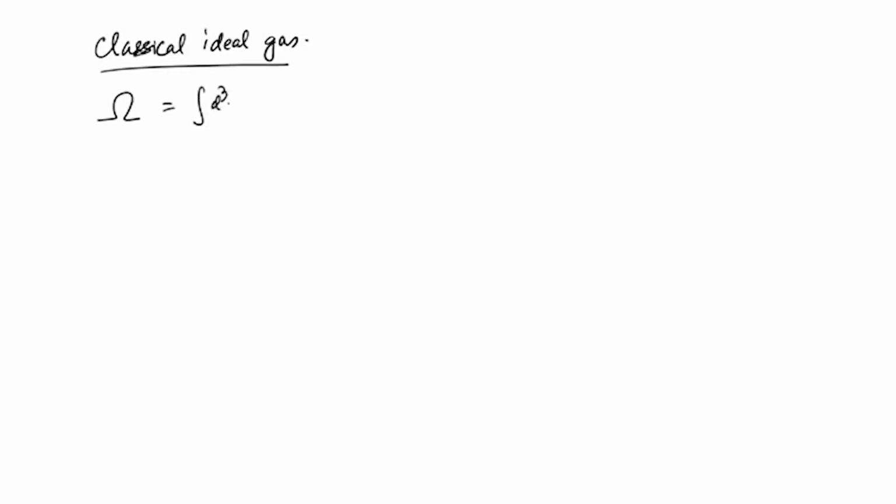So, this is like d cube r_i and d cube p_i, and this one is subject to that condition, which is what we have said. So, this is p_i square less than 2m(E plus dE), or you can call dE to be equal to delta. The understanding is that dE or delta is much smaller than E. So, the shell in which you are calculating the number of microstates is much smaller than the energy itself.